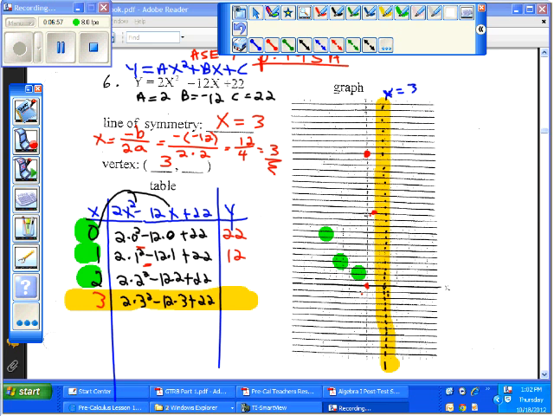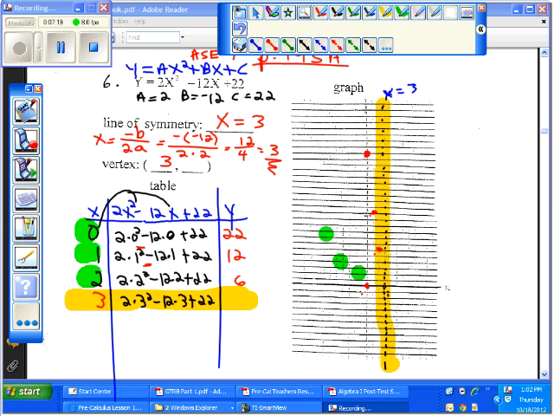And then 2 squared is 4 times 2 is 8. Minus 24 is negative 16. Plus 22 is 6. That's right, 6. So we have 2, 6, which is to the right 2, up 1, 2, 3, 4, 5, 6.